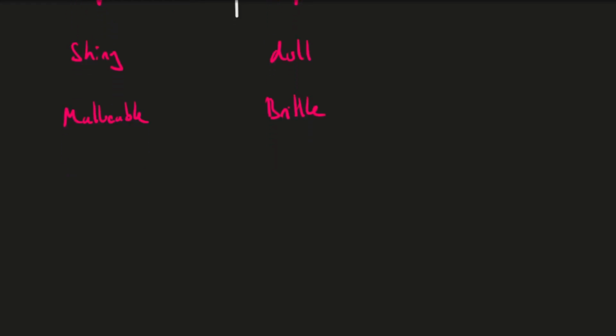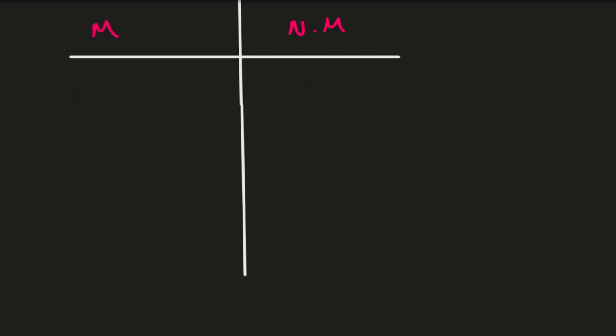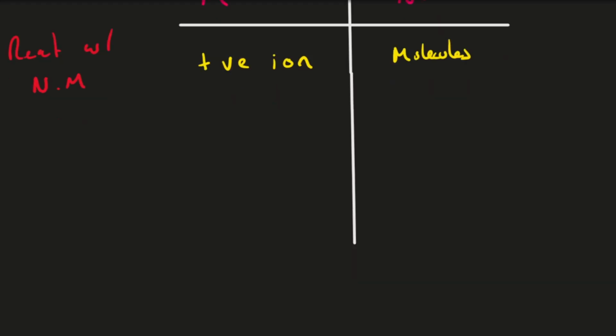We can also talk about the reactions. So this is more on a chemical level now. So what we can say for the chemical differences, metals tend to react with non-metals to form positive ions, whereas non-metals reacting with non-metals tend to form molecules. Then we can look at the reaction between a metal or non-metal and when it reacts with a metal.